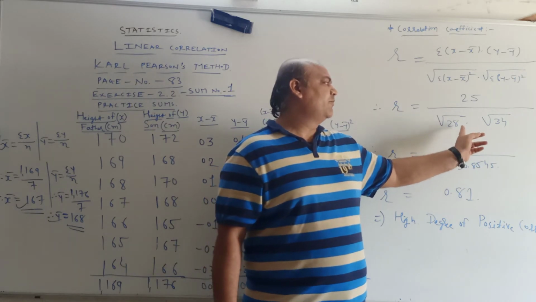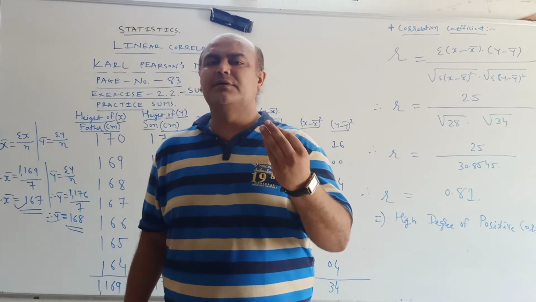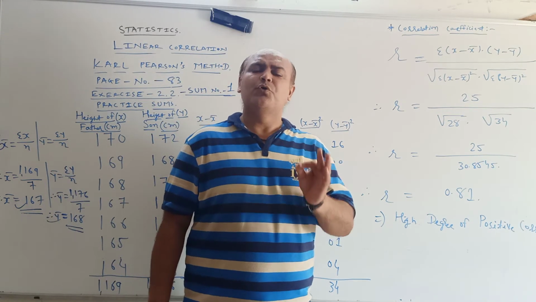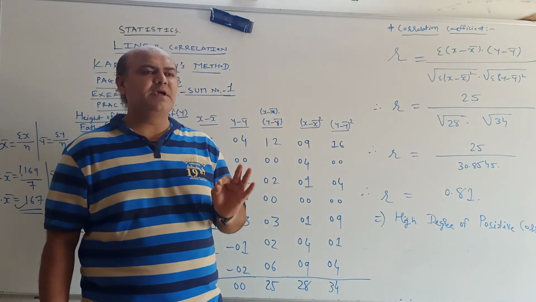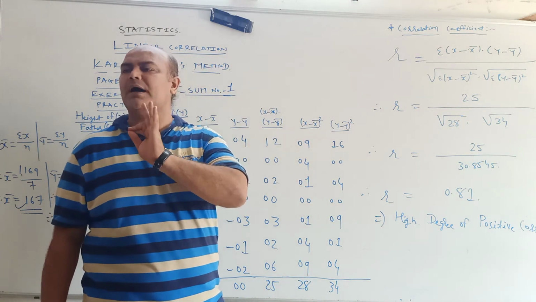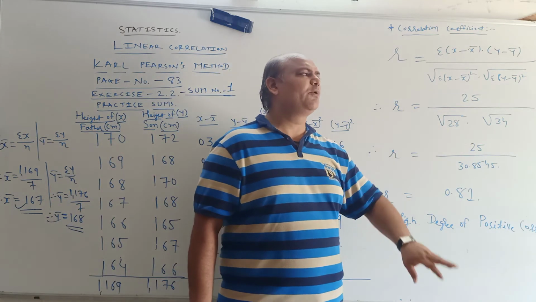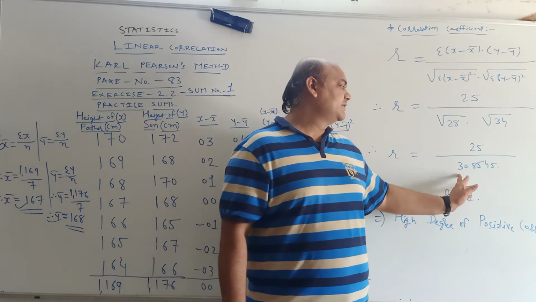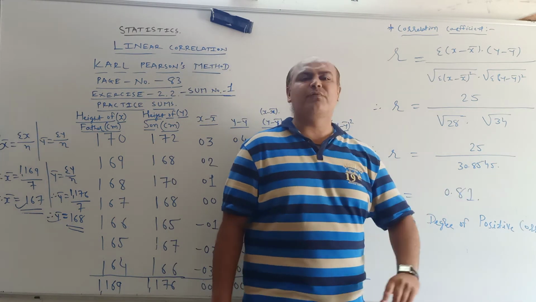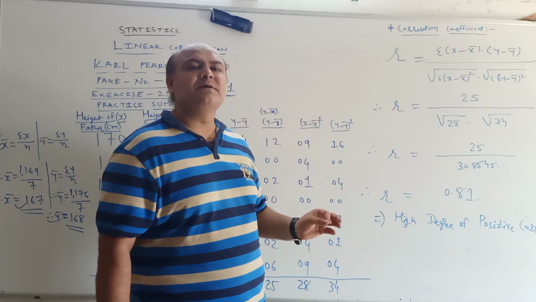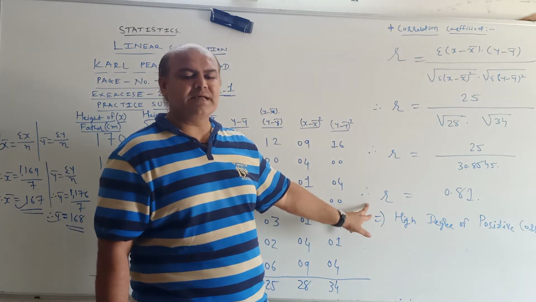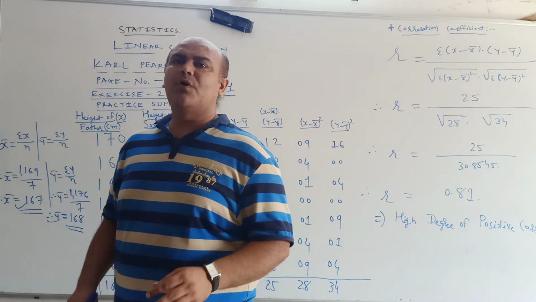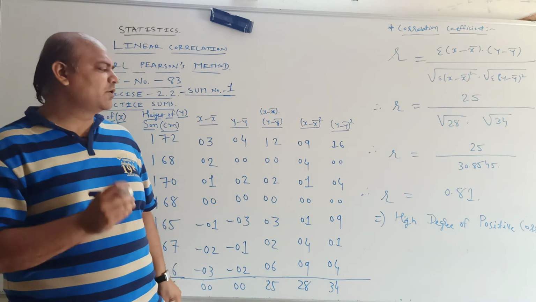Next step, 25 upon the multiplication of 28 and 34. After doing the multiplication of 28 and 34, whatever answer comes, students, we have to find the under root of that particular term, that is 30.8545. So the final answer of correlation coefficient, that is r, is equal to 0.81. As we are aware, it is nearer to 1, close to 1.